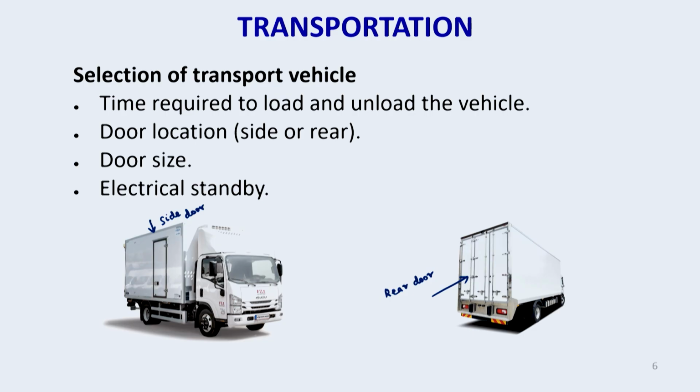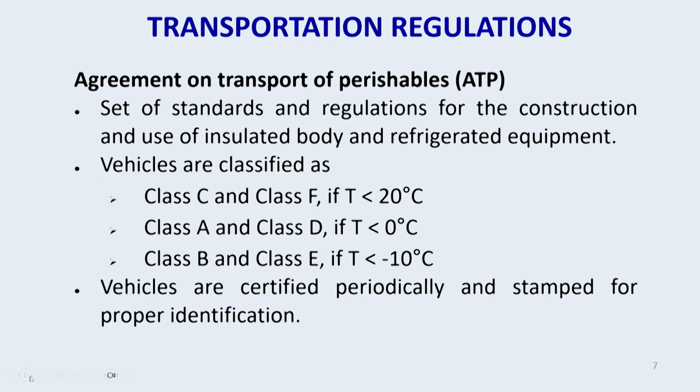Electrical standby. As I said before, there are some regulation standards as per the agreement on transport of perishables, that is ATP. These are a set of standards and regulations for the construction and use of insulated body and refrigerated equipment. Vehicles are classified from class A to class F. In that, if the temperature is negative, that is below 0, say between -10 and 0, the vehicles are classified as class C and class D.